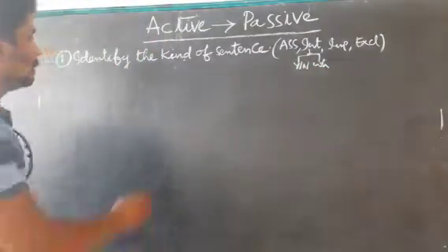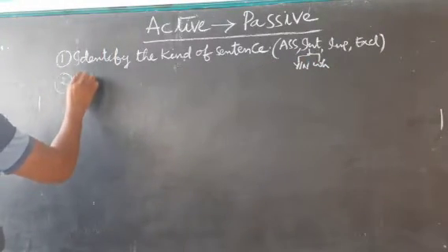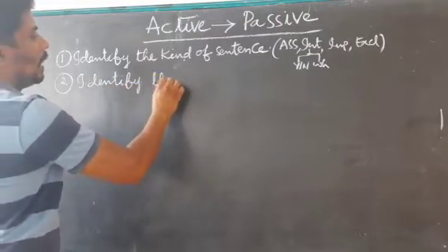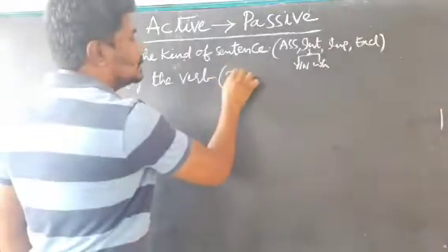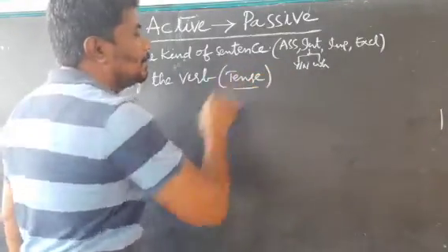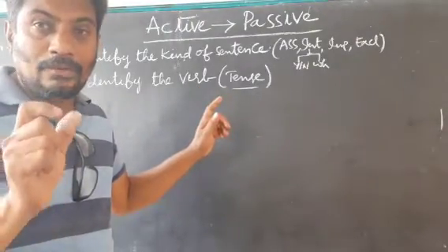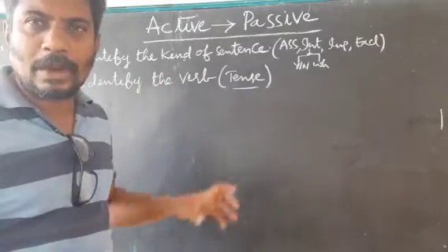And the second step, after identifying the kind of sentence, is to identify the verb, so that you can identify the tense. Identifying the verb means identifying the tense. When you identify the verb, you can tell the tense. Only the verb form tells the tense, not the subject part, not any other part of the sentence.